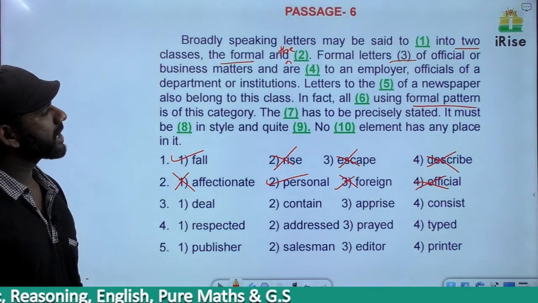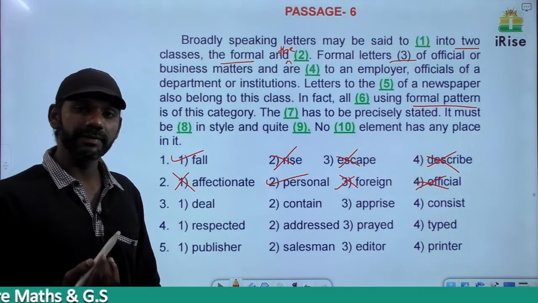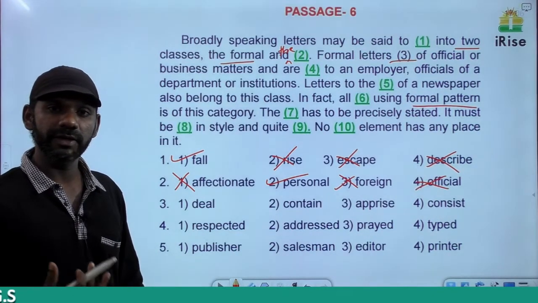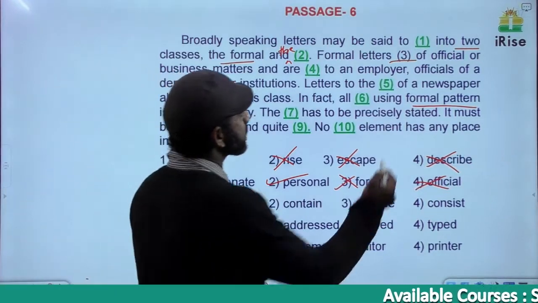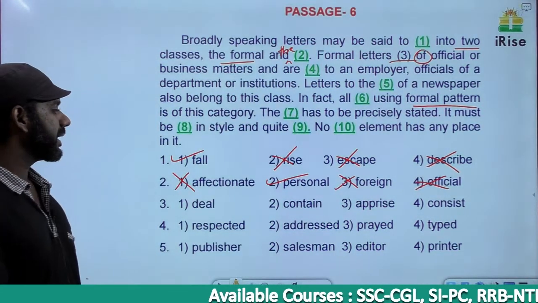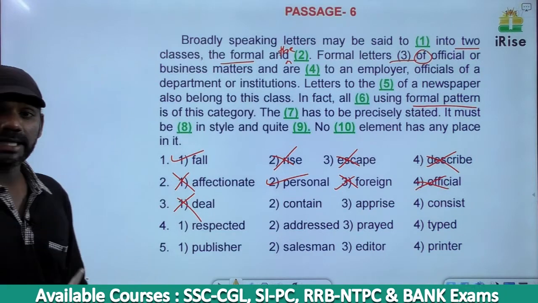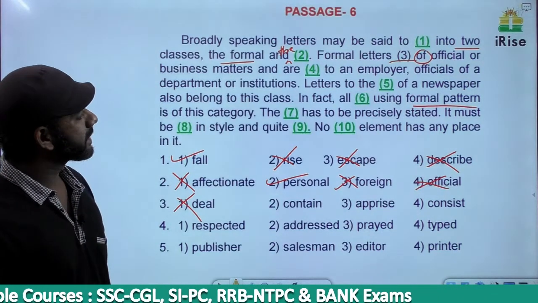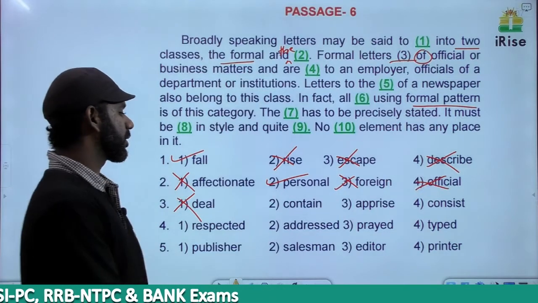Formal letters dash of official or business matters. I told you in every sentence there will be a clue word. You must be able to identify which the clue word in the sentence is. Formal letters dash of official or business matters. Deal of is a wrong usage. It must be deal with. Contain of is wrong. It must be formal letters contain official business matters. Okay. Contain of is a wrong usage.